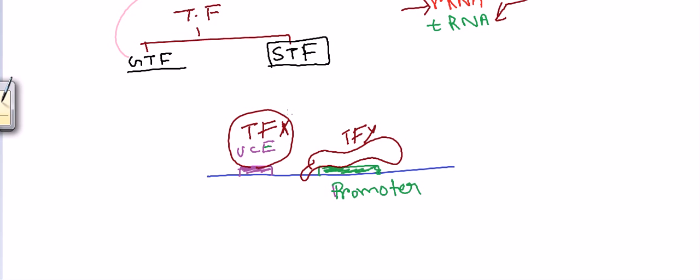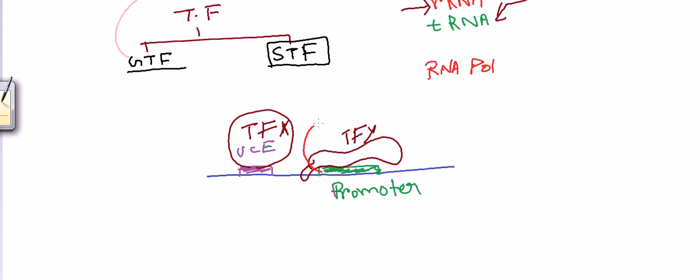Now they will have a crosstalk between themselves. As they are having the crosstalk between themselves, they will recruit RNA polymerase to the scene. Now let's draw the RNA polymerase. Let's say RNA polymerase is there. As there is a crosstalk between TFX and TFY, they'll recruit this RNA polymerase to the place.